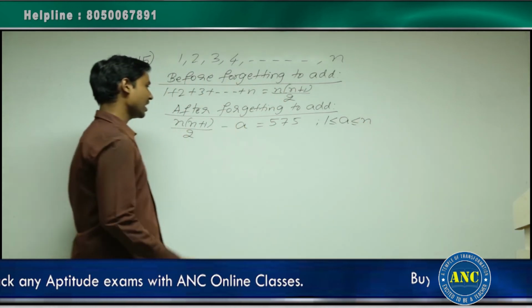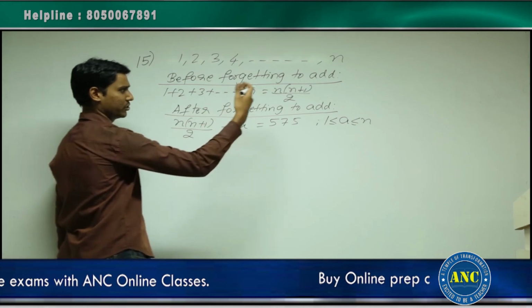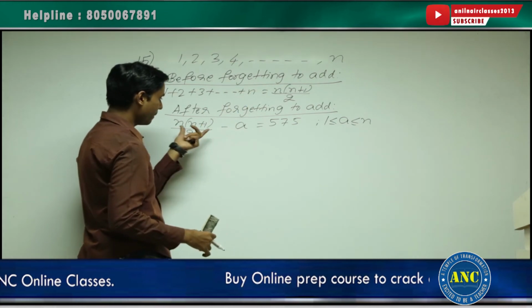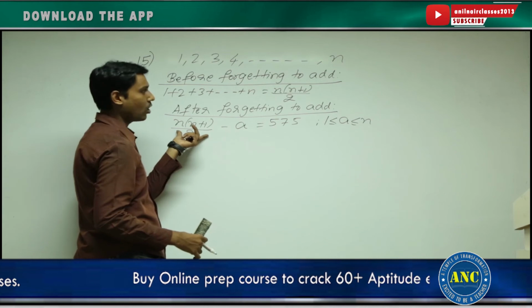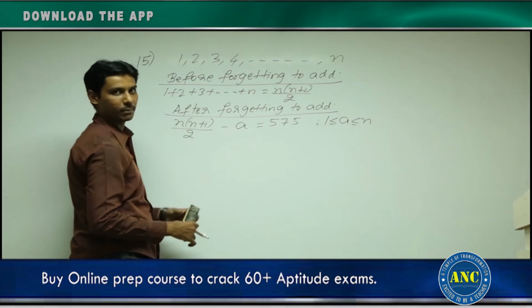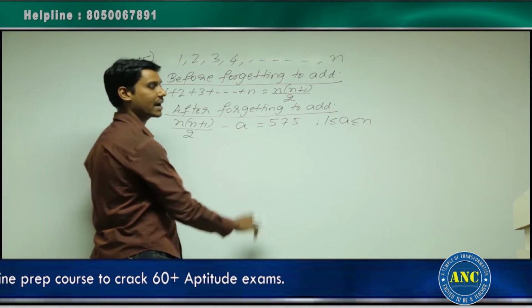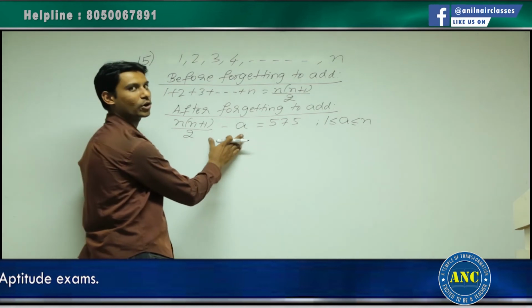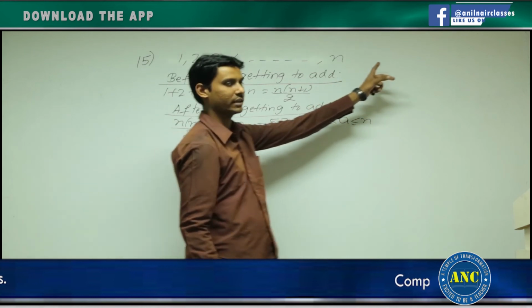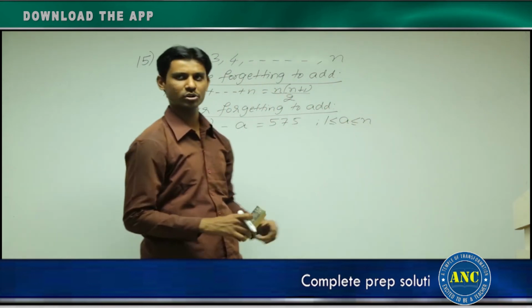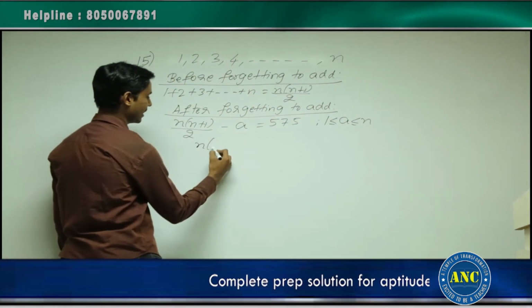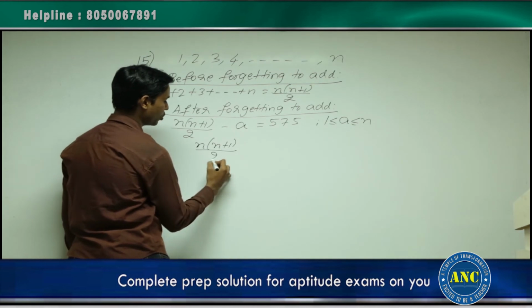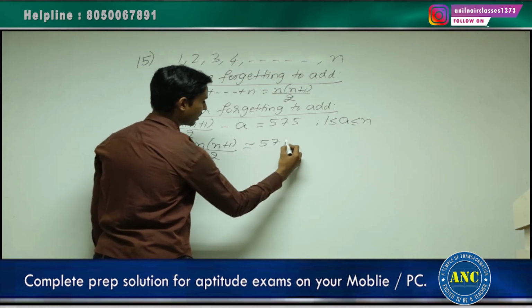Now see here, same approach. Before forgetting to add A, the sum was n into (n plus 1) by 2. After forgetting to add, it is minus A, one extra. I can say that they both are approximately equal, like the way I told in the previous problem. There is no change in the approach. That means I can write n into (n plus 1) by 2 is approximately equal to 575.